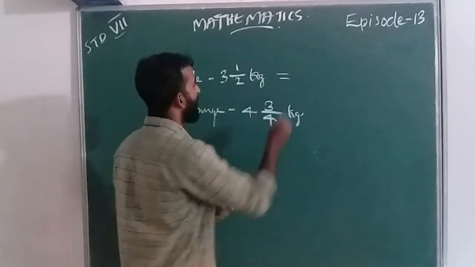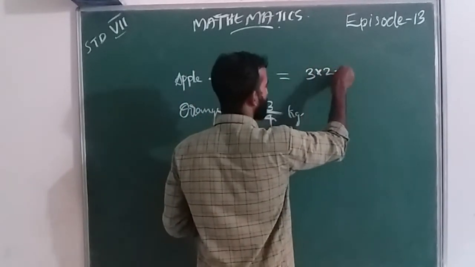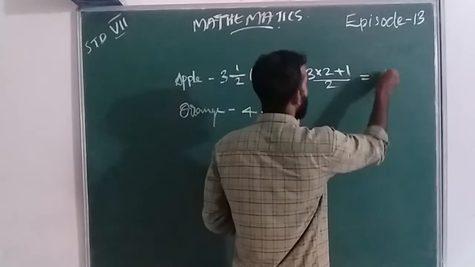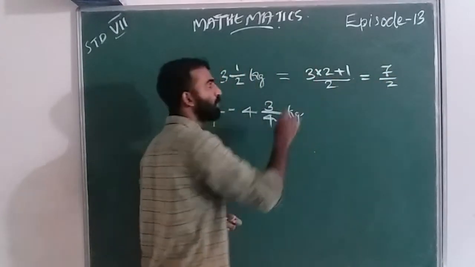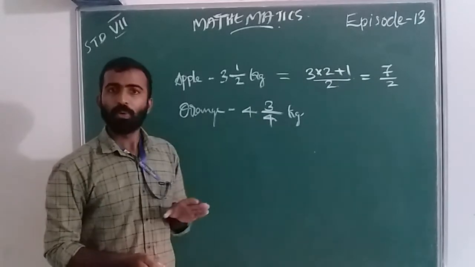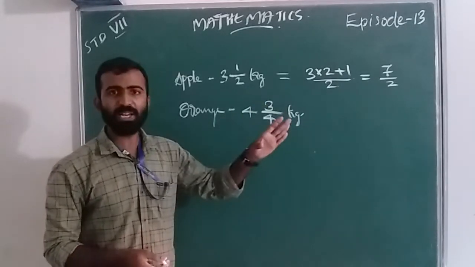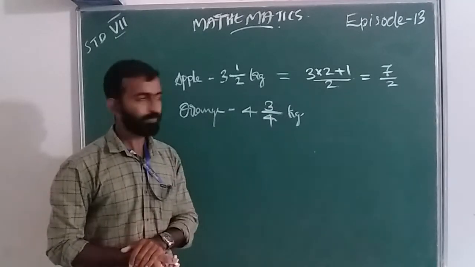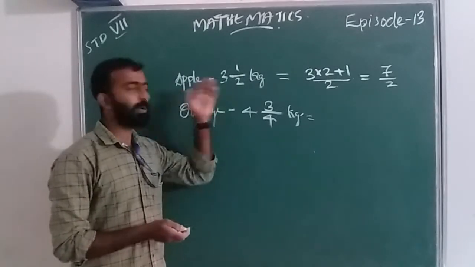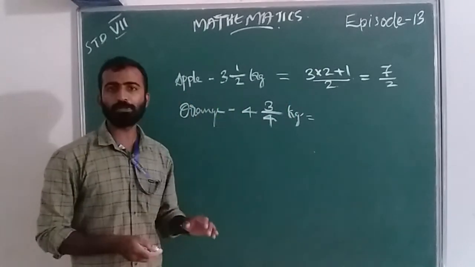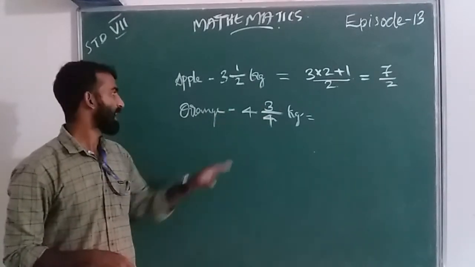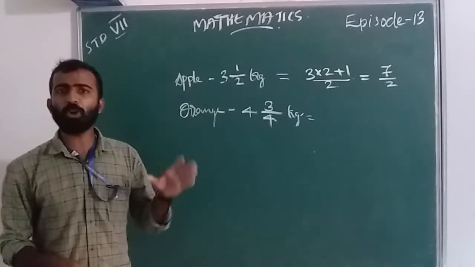Here it is 3 into 2 plus 1, whole divided by 2, that is 7 by 2. 3 into 2 is 6, 6 plus 1, we get 7, over 2. So how many kilos of apples did Samira purchase? 7 by 2 kilos of apples. And oranges are 4 and 3 by 4 kilos.